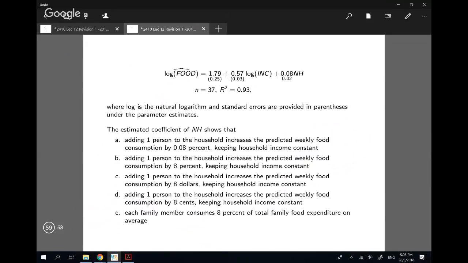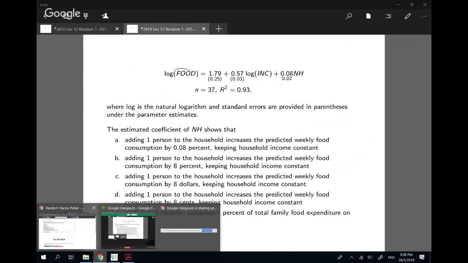Estimated coefficient of NH shows that. Okay, this interpretation also.